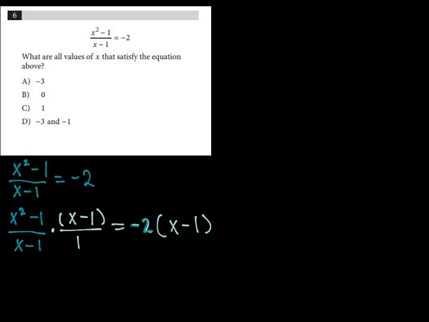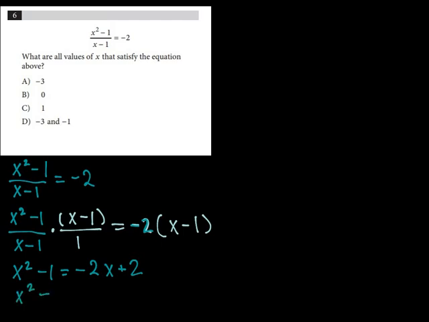So now, once we simplify on the left-hand side and distribute on the right-hand side, we would be getting x squared minus 1 equals negative 2x plus 2, because here we just cross cancel, and here negative 2 times x is negative 2x, and negative 2 times negative 1 is just positive 2. So now we're going to be subtracting negative 2x plus 2 from both sides. So let's rewrite this out.